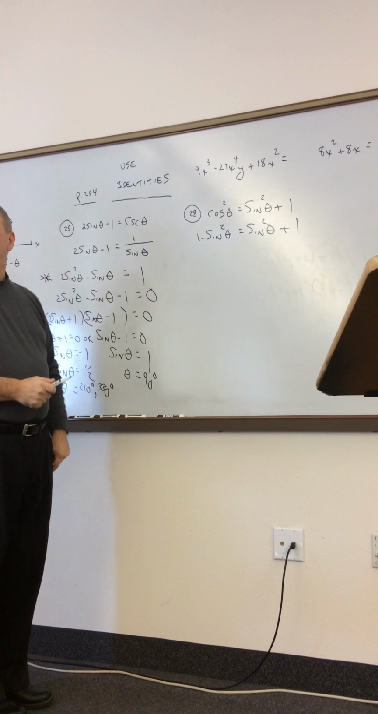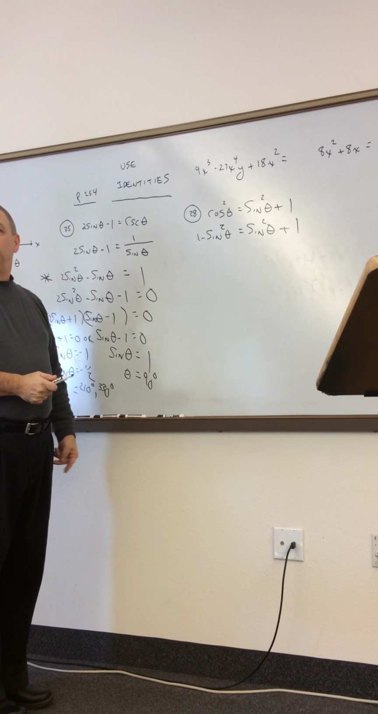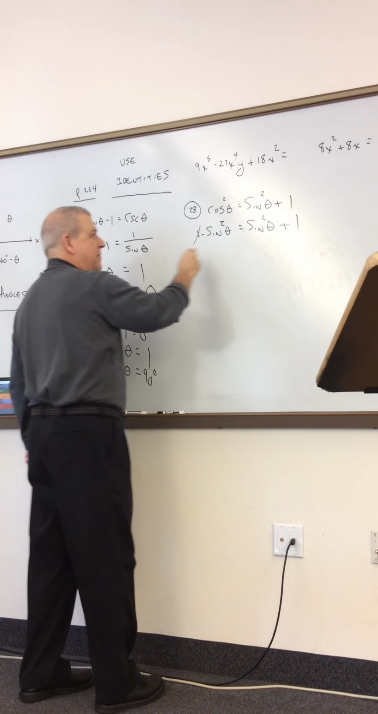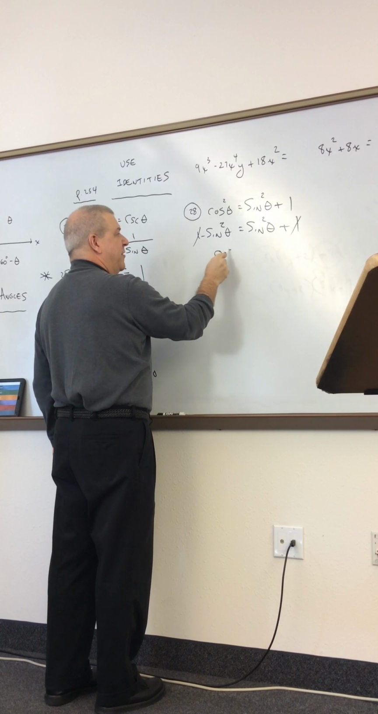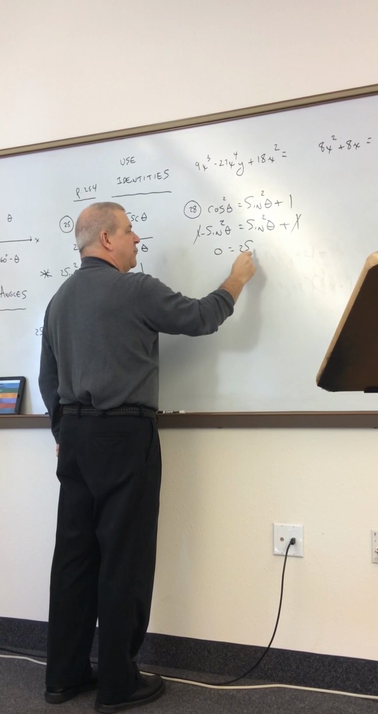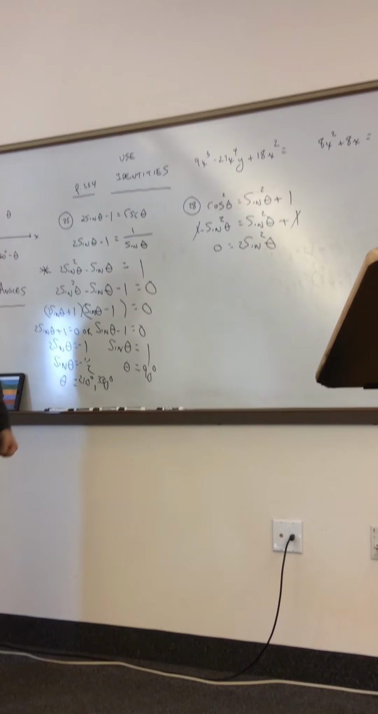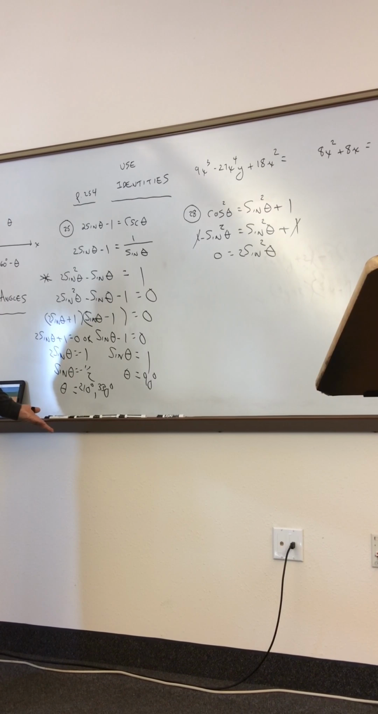What about the ones? They're dropping out, aren't they? Aren't the ones on each side dropping out? So isn't this 0 equals 2 sine squared? Divide both sides by 2.